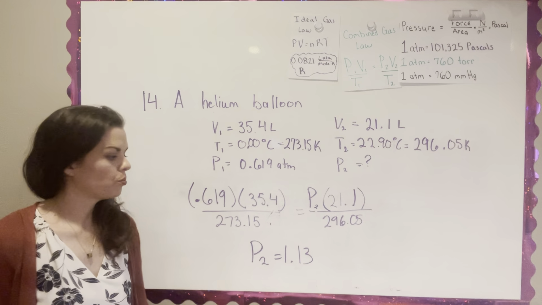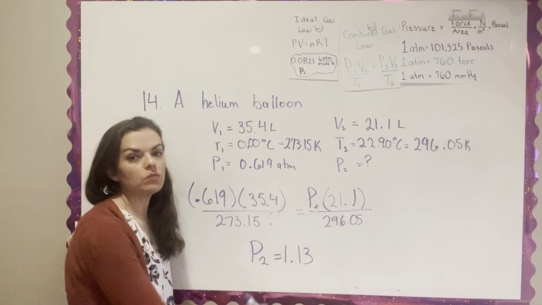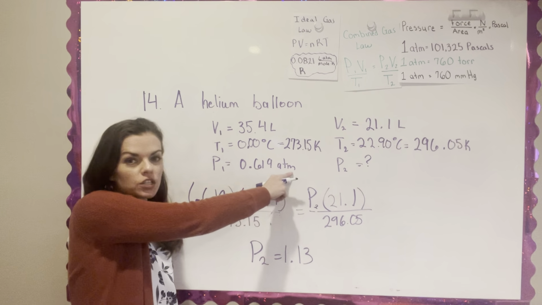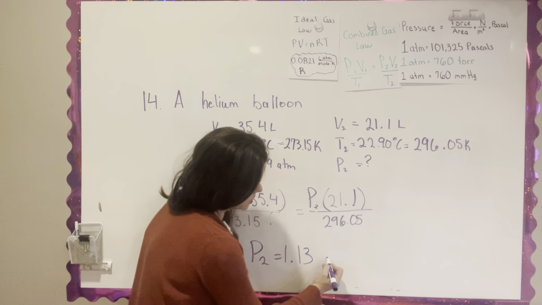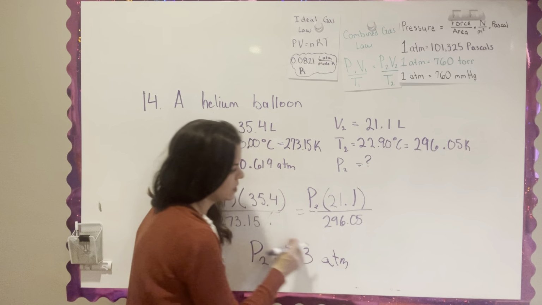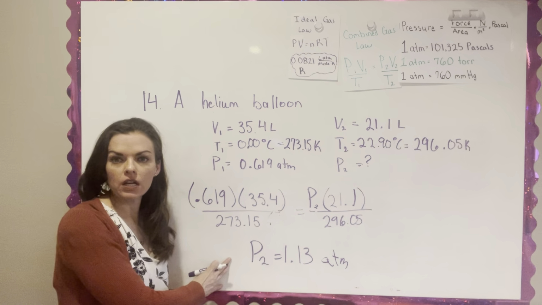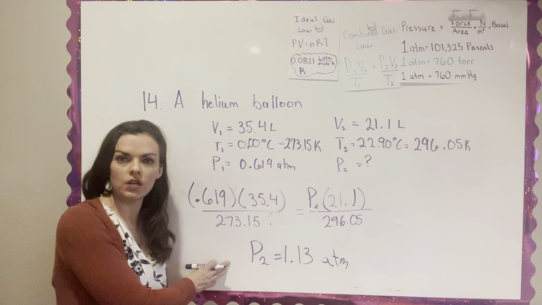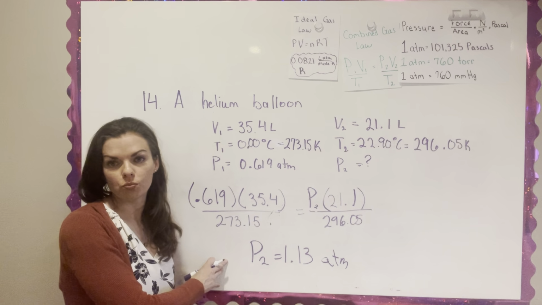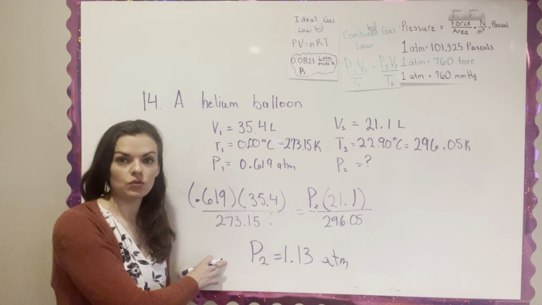All right, I get the pressure is equal to 1.13, and in this problem, pressure is in atmospheres. Now, if you have all these steps right and you are getting a different answer, go back and double check how you're putting it in your calculator. Check to see if you're using parentheses if they're needed, and those things.